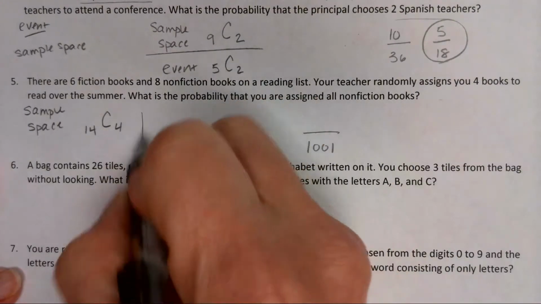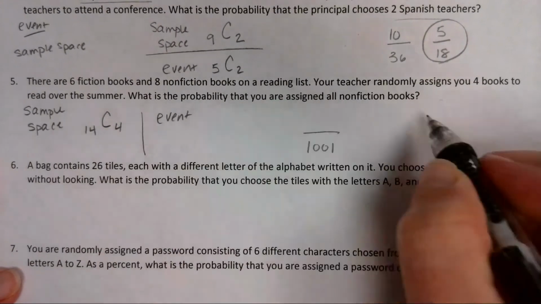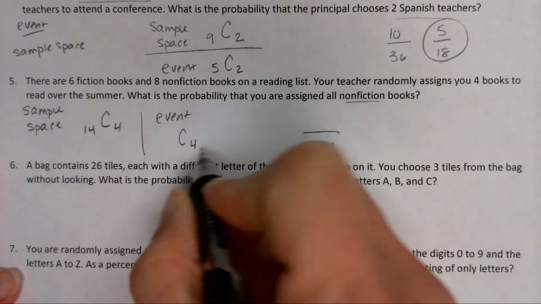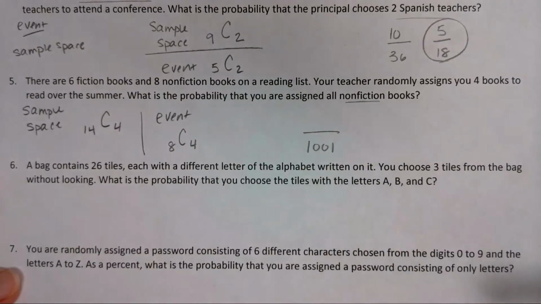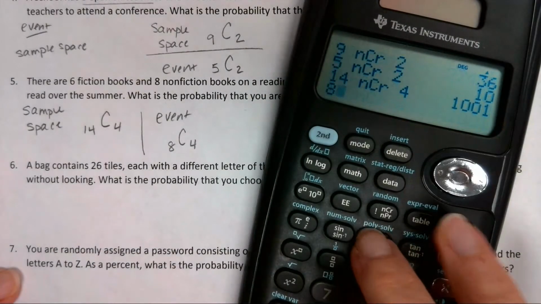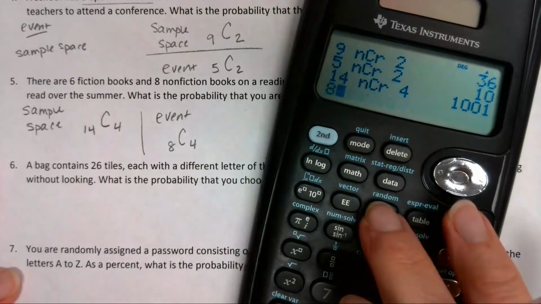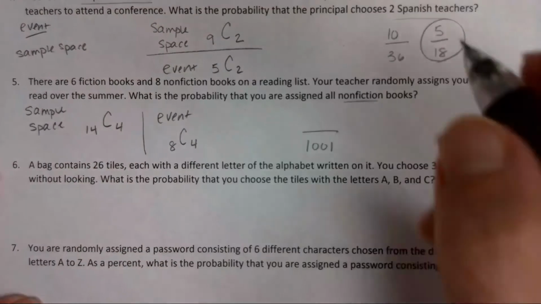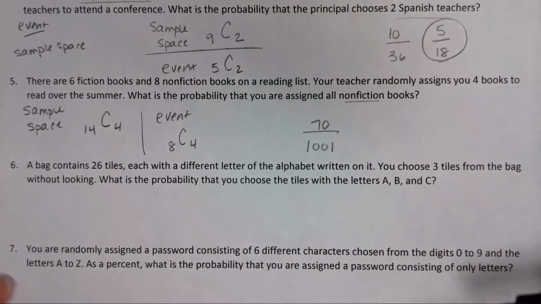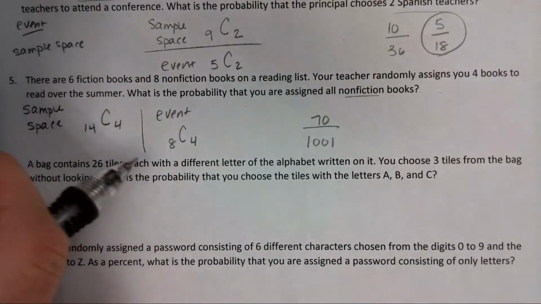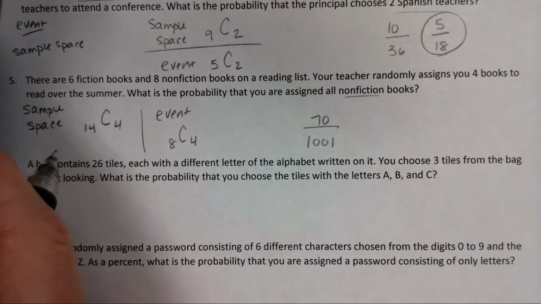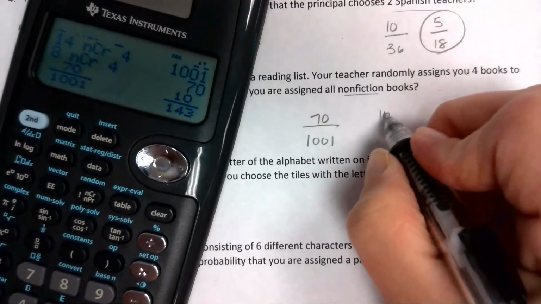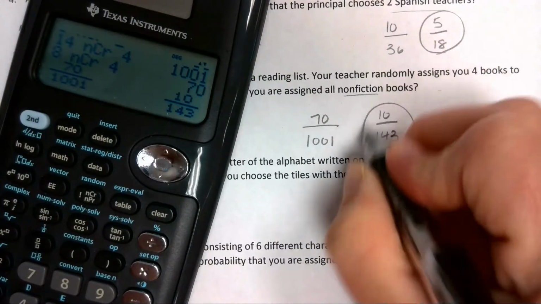And then my event is choosing all nonfiction. So choosing 4 books that are nonfiction out of these 8, oops, wrong button, will be 70. I'm not going to reduce that on my own, but I can use my calculator. This reduces to 10 out of 143.